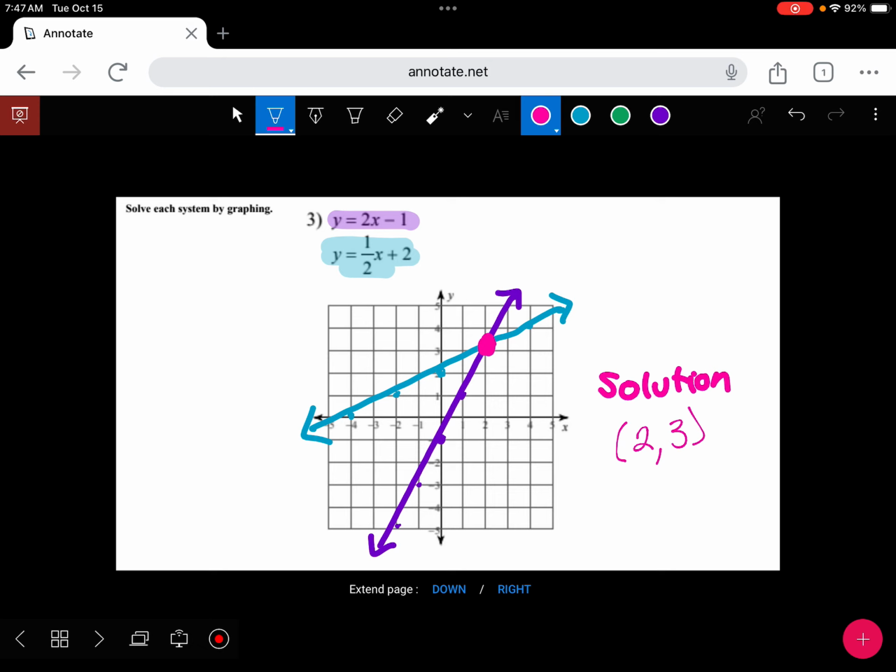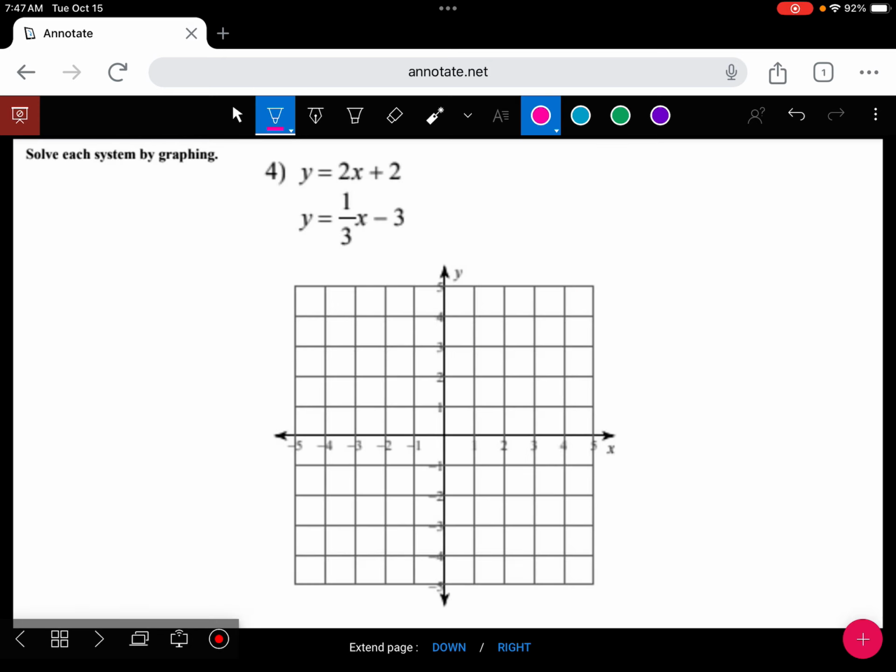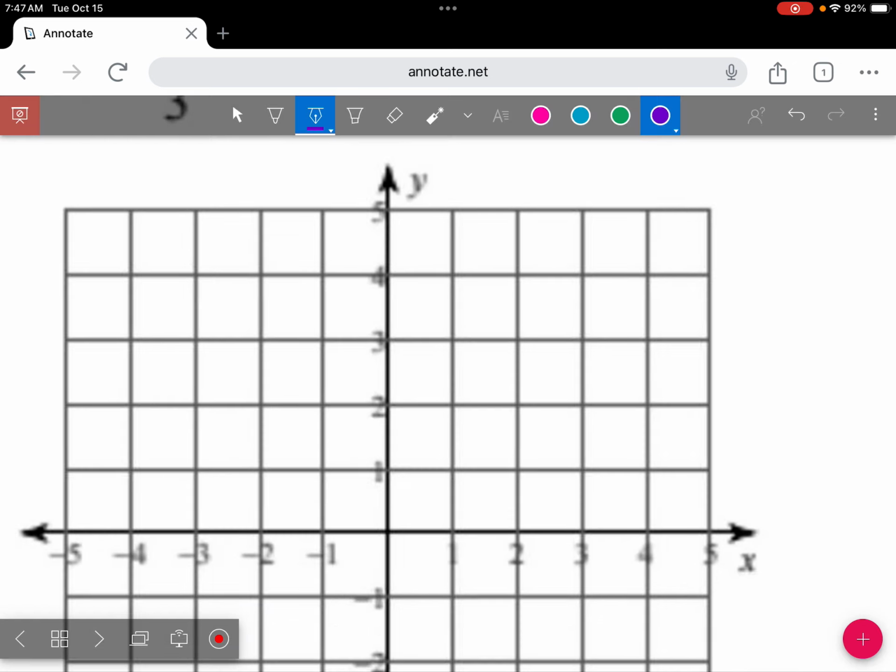Okay, one more set. Last set. So I've got my 2x plus 2 and 1/3 x minus 3. On my top equation, my 2x plus 2, where am I going to start? Positive 2 on my y-axis up here.